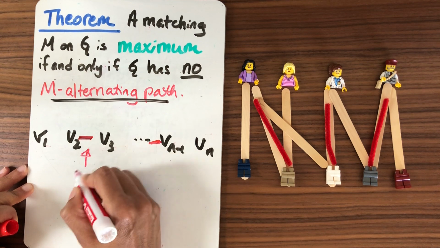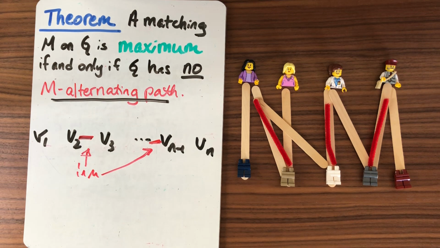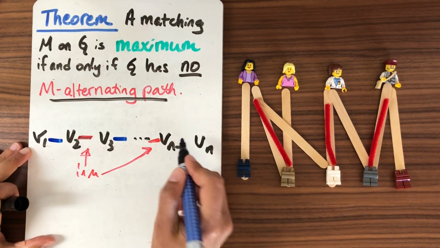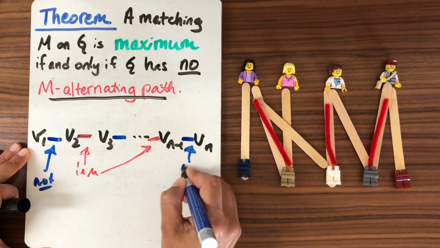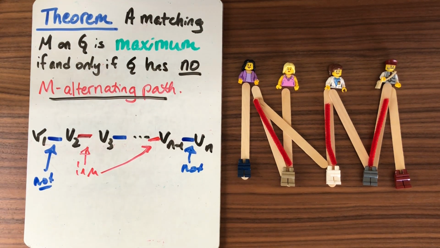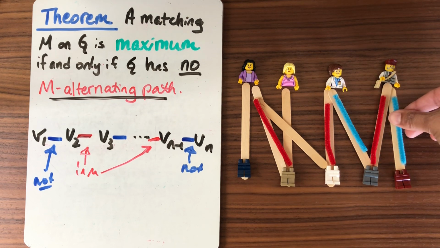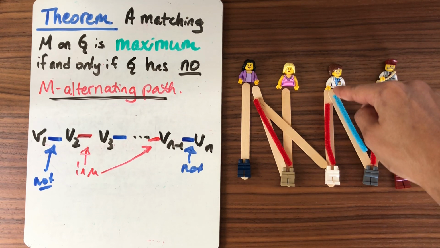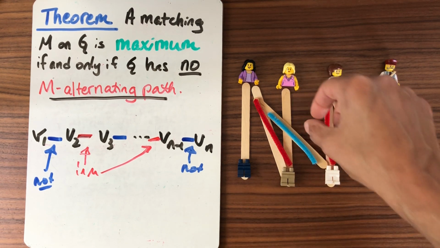So these are in M. And the other edges, it alternates. These are not. So the first and the last need to be not in your matching, but all the ones in the middle are in your matching. Let's see if we can figure out how to make an M alternating path out of this. Well, I could add this edge. Let's see, I want to start and end, so let's start here with a blue. I go blue, red, blue, red, blue, red.